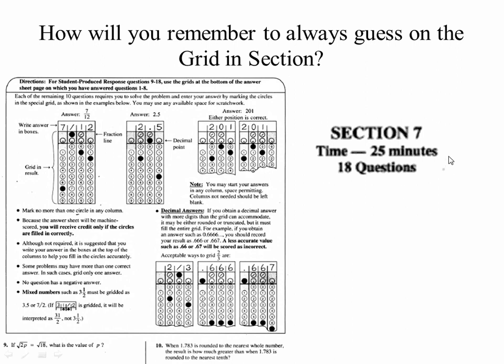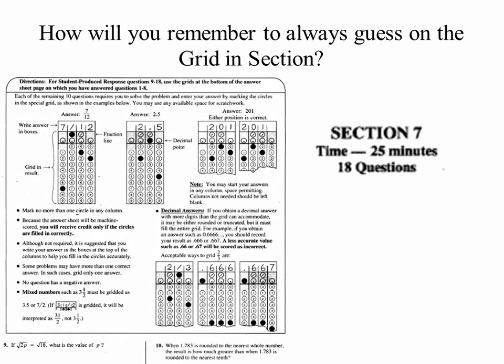You'll know you're in the grid-in section because the grid-in section is the only 25-minute section that has 18 questions. The other 25-minute section won't have 18 questions. So that's always on the first page. They tell you the time for the section and the number of questions, so you'll know you're in the grid-in. Also, question 9 will be introduced by this information about the grid-in section.